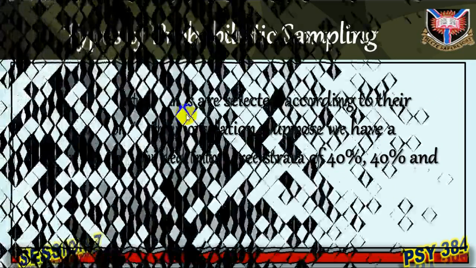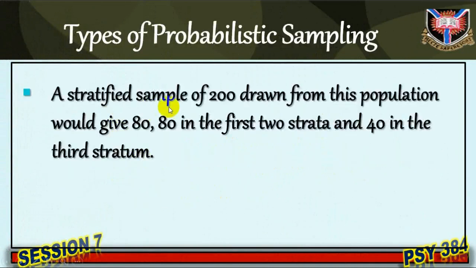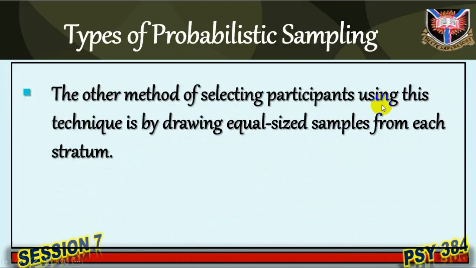That is, participants are selected according to their proportion in the population. Suppose we have a population divided into three strata of 40%, 40% and 20%. A stratified sample of 200 drawn from this population would give 80 in the first two strata and 40 in the third stratum. The other method of selecting participants using this technique is by drawing equal size samples from each stratum.